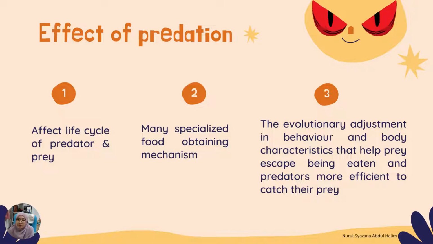The predator and prey relationship will affect the life cycle of predators and prey. It also helps species to specialize in food obtaining mechanisms. Lastly, predation also creates evolutionary adjustment in behavior and body characteristics that help prey escape being eaten and predators become more efficient to catch their prey.